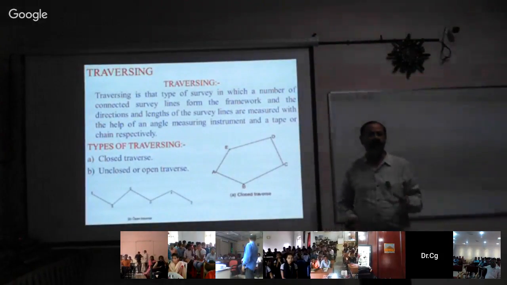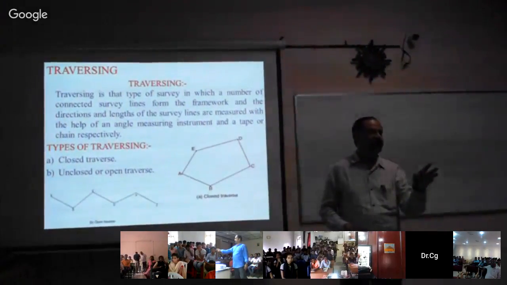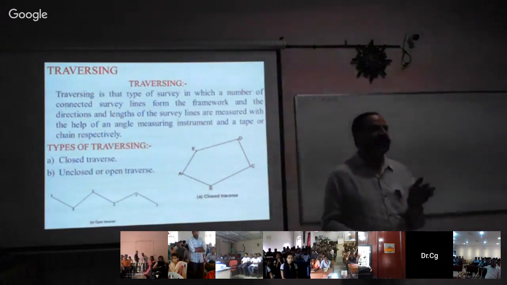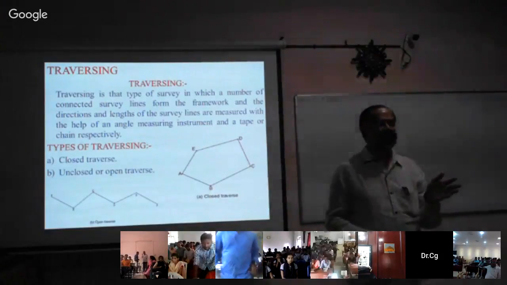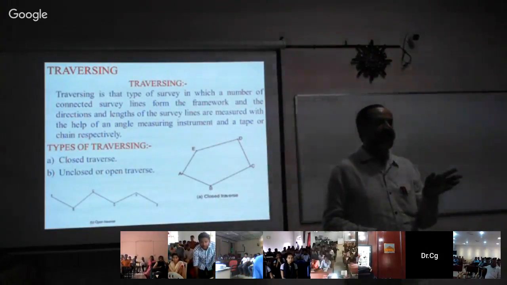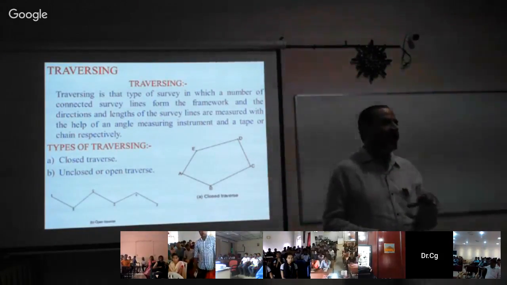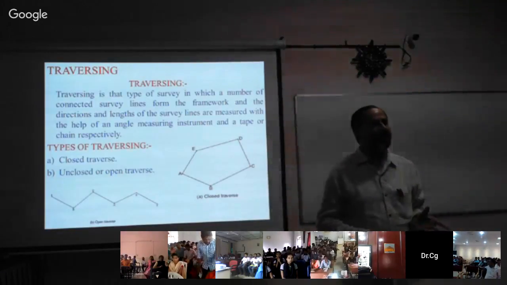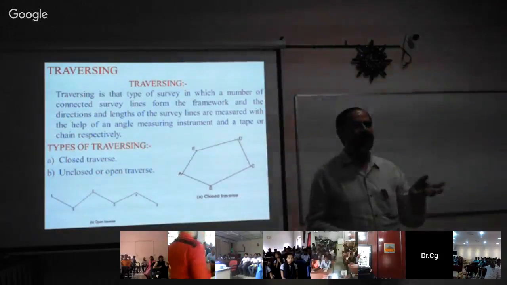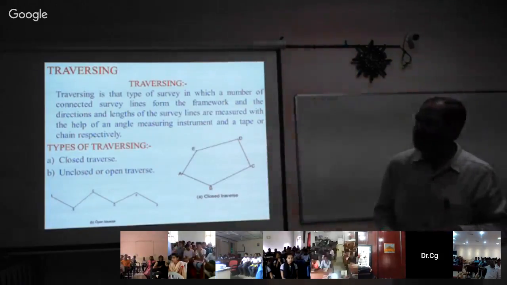Now traversing is a progressive, continuous survey line, continuously carried out by measuring the horizontal angles and also the distances. The measurement of horizontal angles may be bearing, fore bearing, or included angles, excluded angles; we can measure depending upon the necessity and requirement, and for which that traversing work we are carrying out.